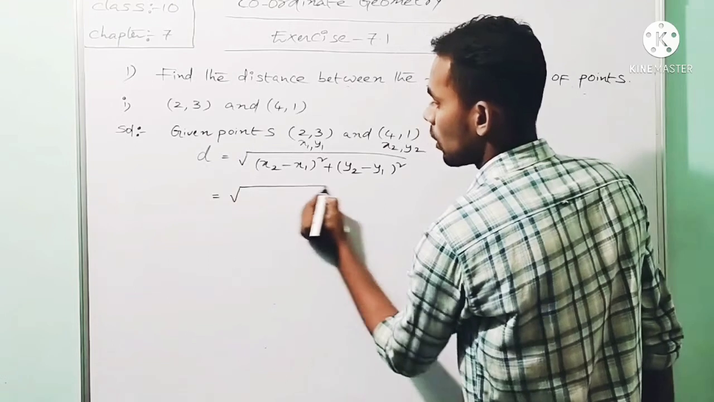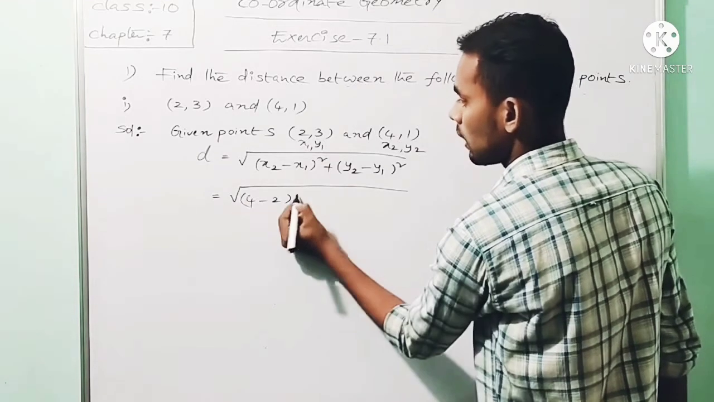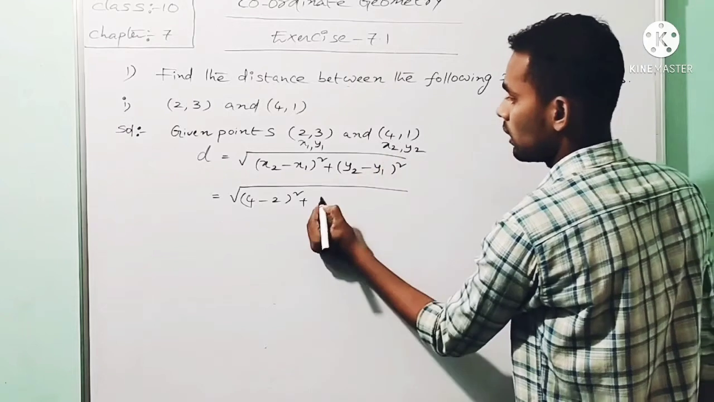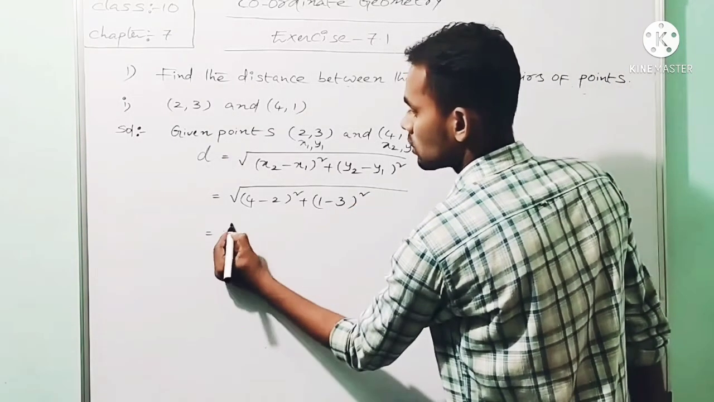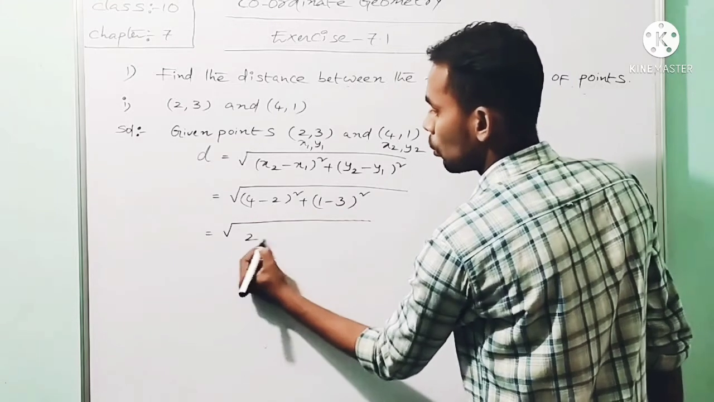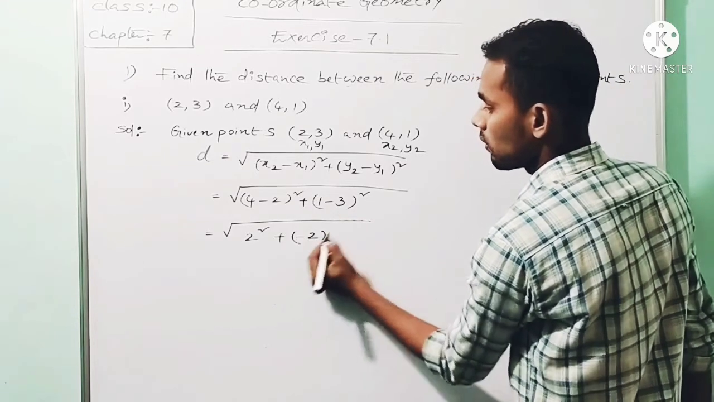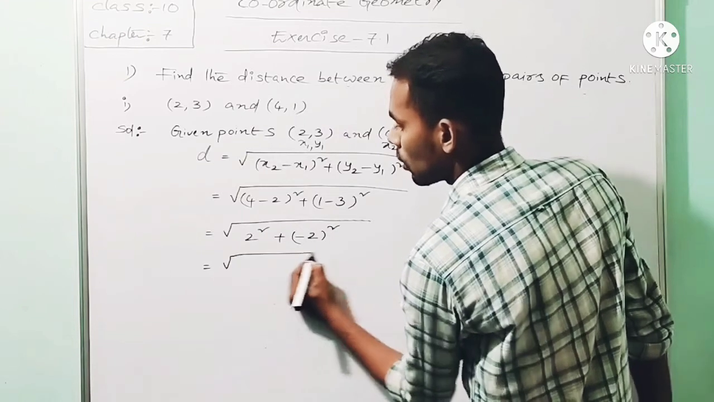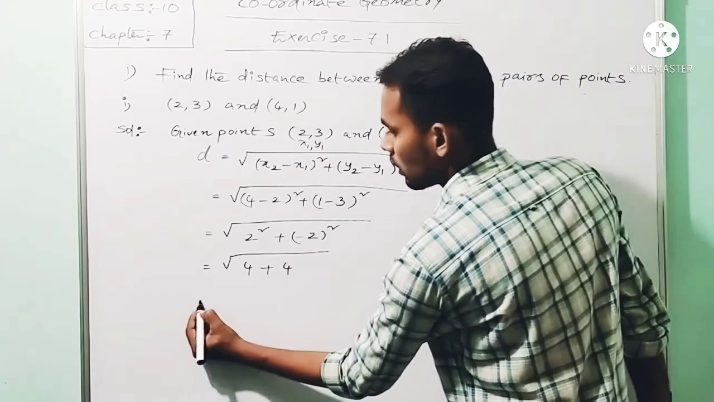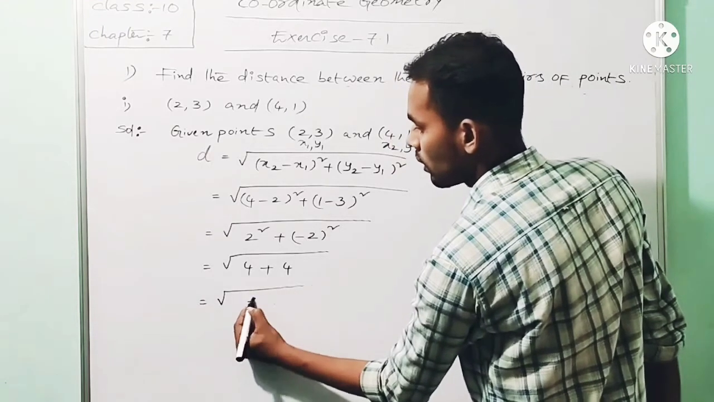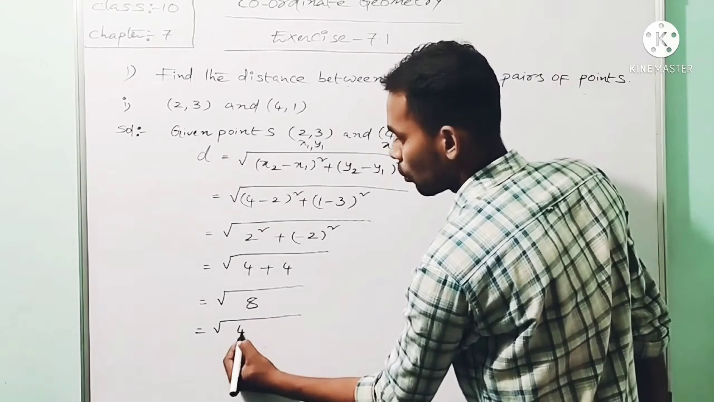Is equal to square root of (x2 = 4 minus x1 = 2) whole square plus (y2 = 1 minus y1 = 3) whole square, is equal to square root of (4 minus 2) square plus (1 minus 3), which is minus 2, whole square, is equal to square root of 2 square which is 4, plus (minus 2) whole square which is 4, is equal to square root of 4 plus 4, 8.